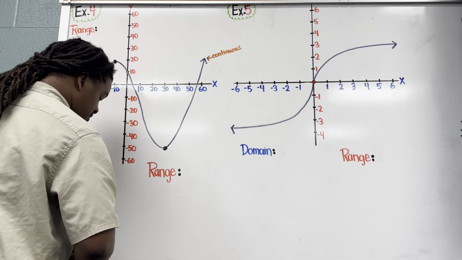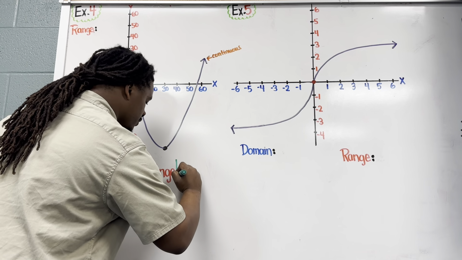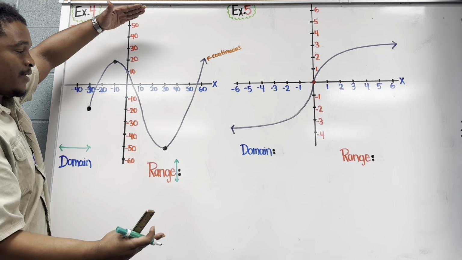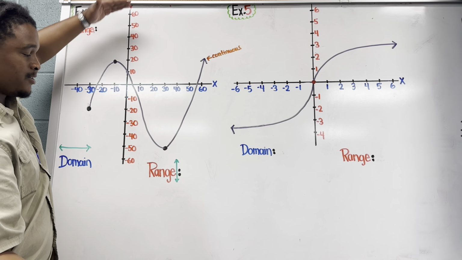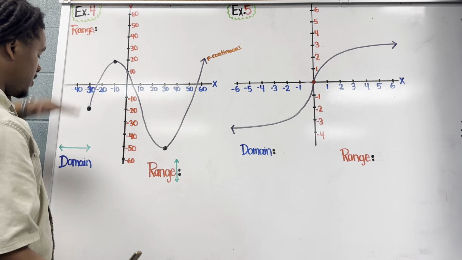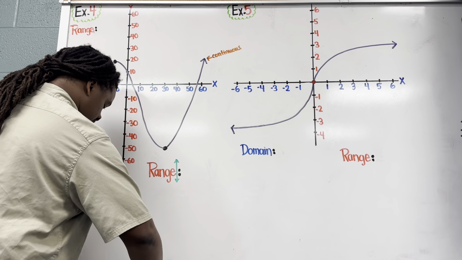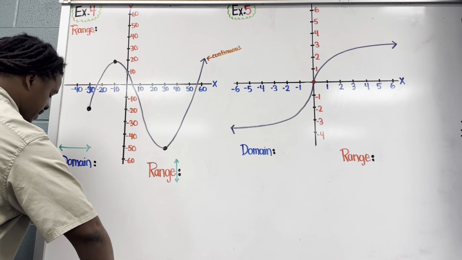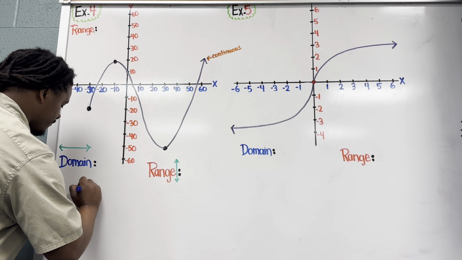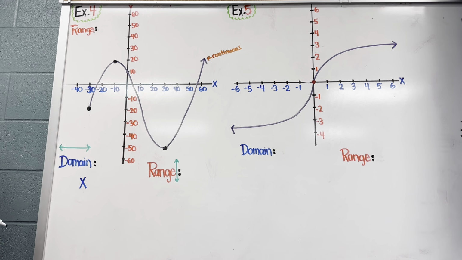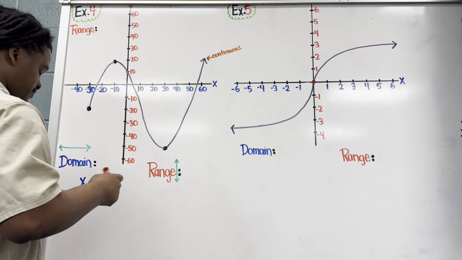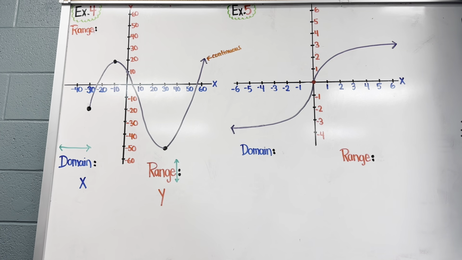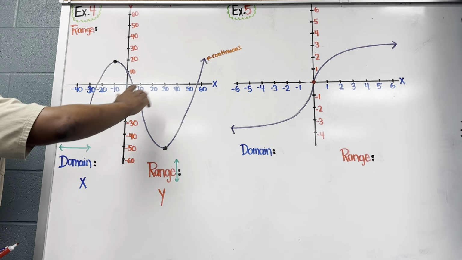The range is the vertical boundary of the function, right? How high or how low a function can actually expand, okay? So remember, guys, the domain is based on the value of x, whatever value or values x could possibly be. And the range is based on the possible values of y, what y could actually be within this particular function, okay?